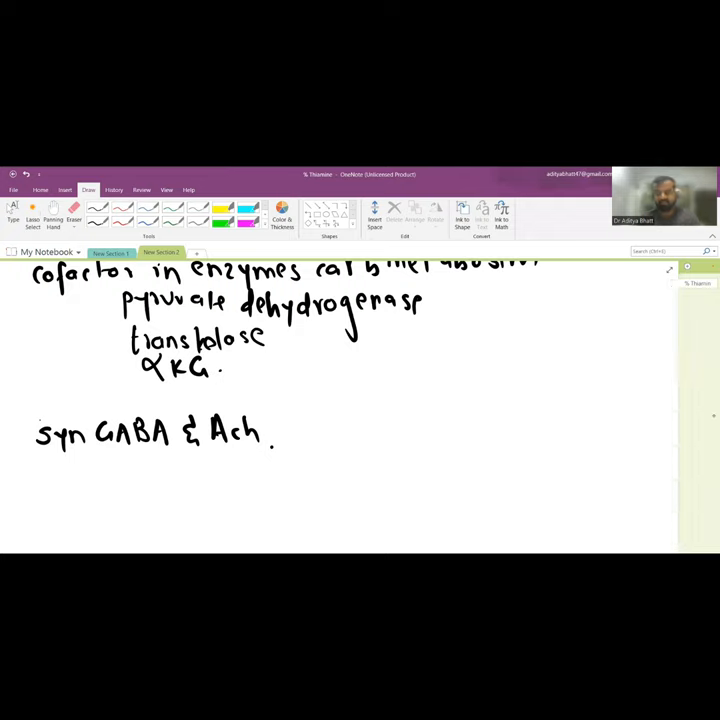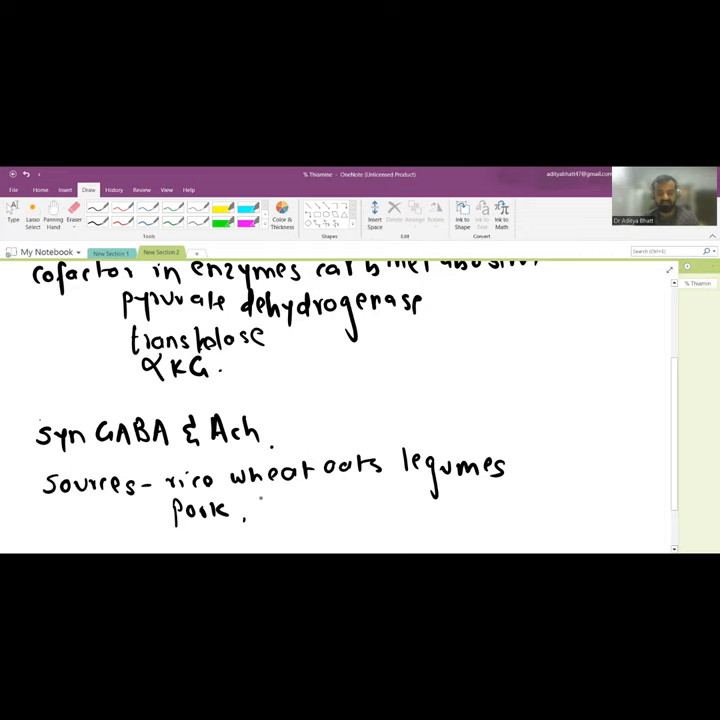Now, thiamine is absorbed in the GIT. Pork, poultry and fish are good non-vegetarian dietary sources of thiamine, while vegetarian sources of thiamine include rice, wheat, oats, and legumes. And again, if we consider non-veg, it is pork, fish, and poultry. So, these are the sources of thiamine.